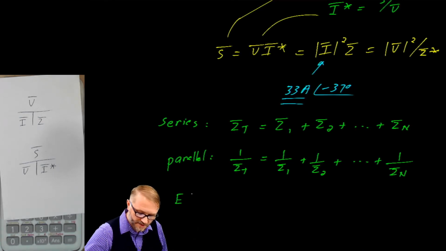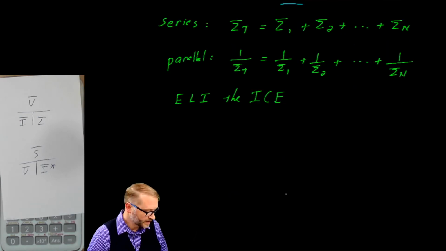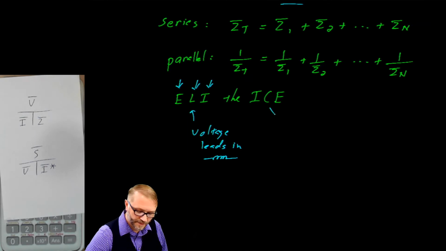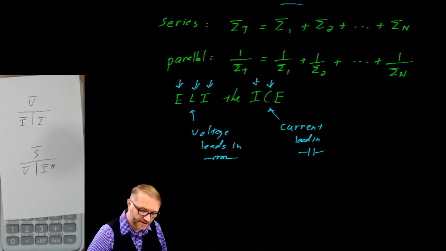ELI the ICE man was mentioned. That was an easy way to remember that voltage leads in an inductive circuit. So this is inductive. Voltage comes before current. And over here, current leads in a capacitive circuit. So there's the capacitive part. You'll find current before the voltage.